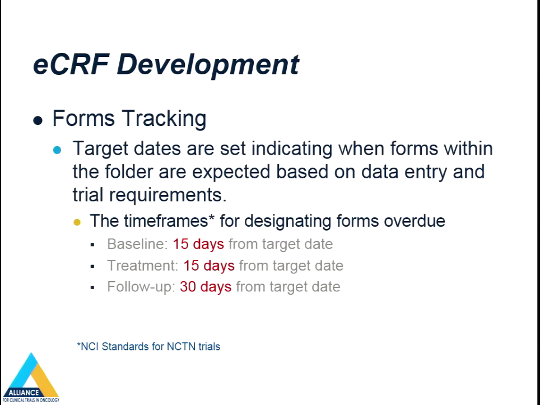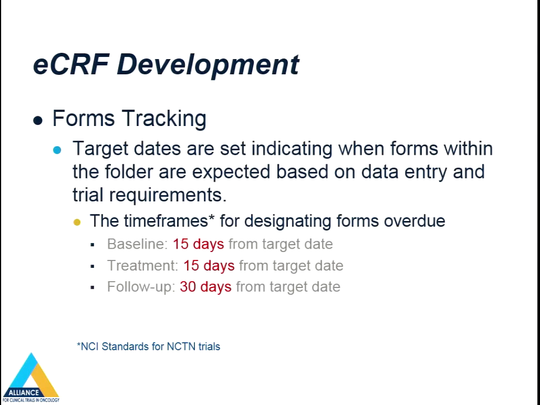Forms tracking is also a big part of what we do for data collection, and that is that we need to know what the expectations are for when forms are going to be completed. And that helps us then drive reminders to the sites if data isn't coming in as expected. Target dates are set on each of our folders, telling the sites when the data within that folder needs to be entered. And if it's not entered within the timelines given, an overdue icon is displayed within RAVE. So it gives them a visual that, oops, this form is overdue and needs to be completed.